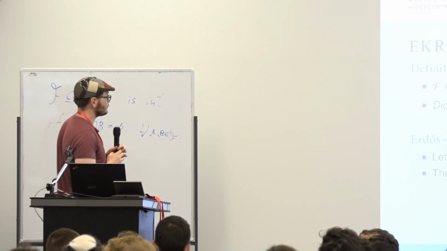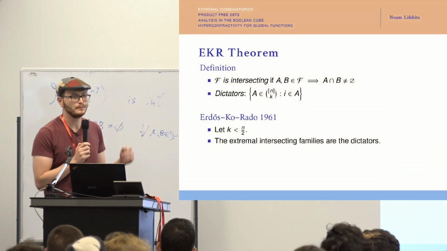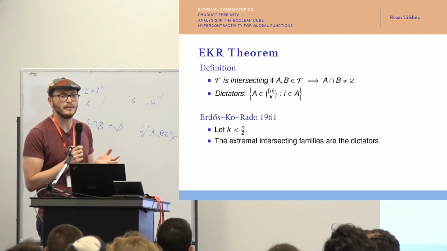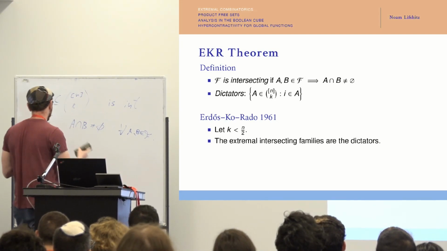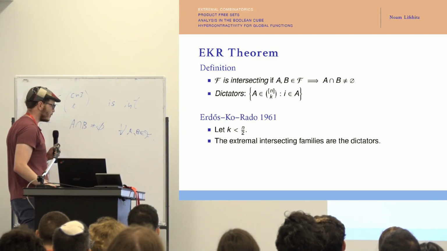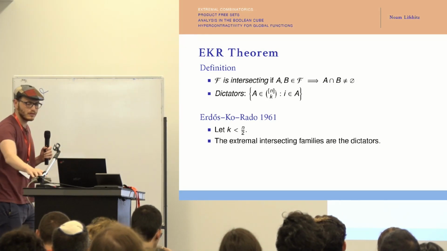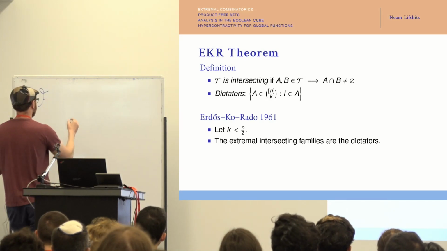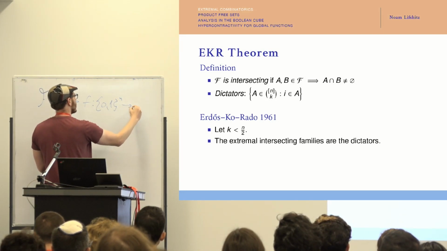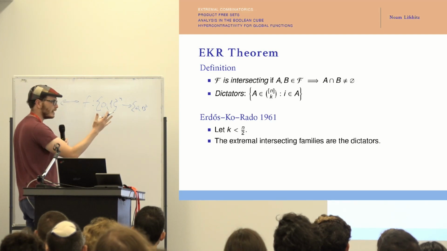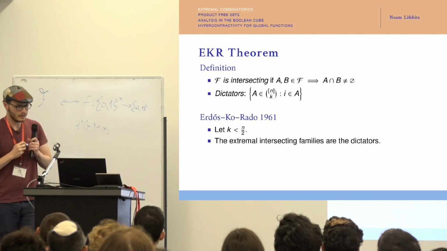And one example of an intersecting family, you can take the trivial intersecting family, the dictator. That is, you can take the family of all sets that contain a given element. And a family of sets corresponds to a Boolean function. So I have a corresponding Boolean function on the cube. And this dictator corresponds to the function f(x) equal to x_i, which is known as the dictator.